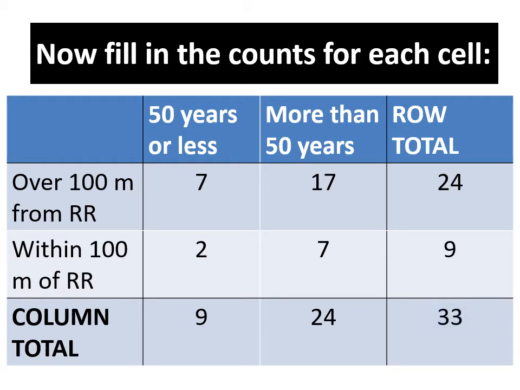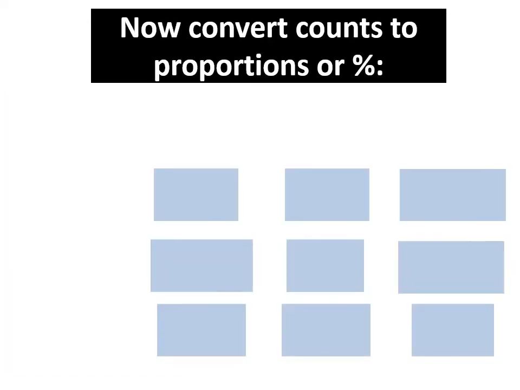When we add 24 and 9, we get 33. We add 9 and 24, we also get 33. So your column total should be the same as your row total when you add these 2 columns together or these 2 rows together. So that's a way to check your work. The next step then is to convert these counts to proportions or percentages, because that's often easier to read or to make sense of.